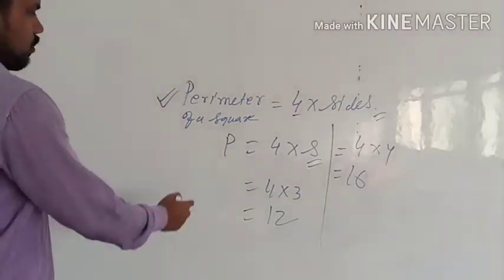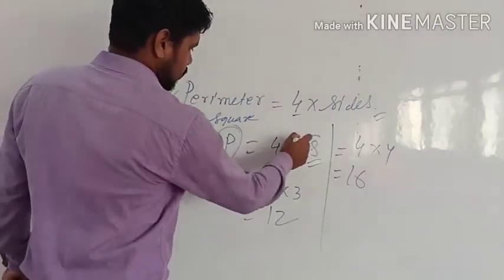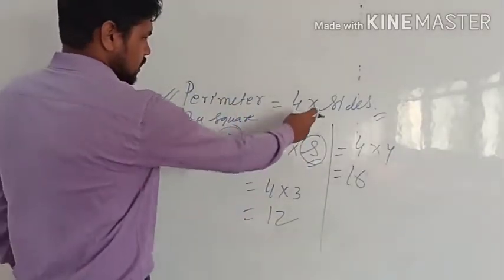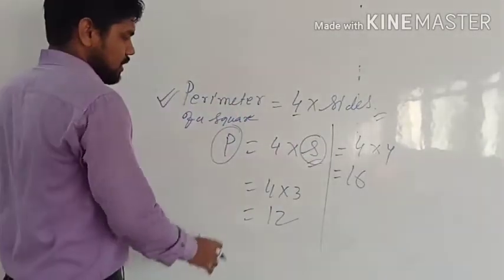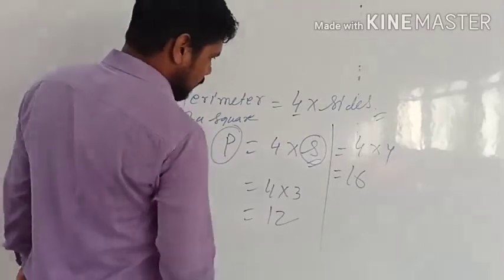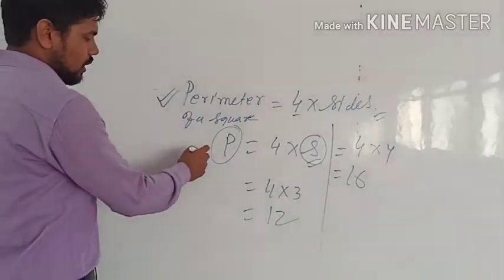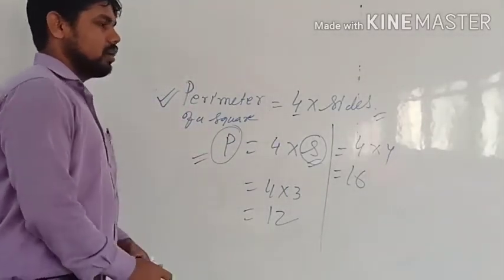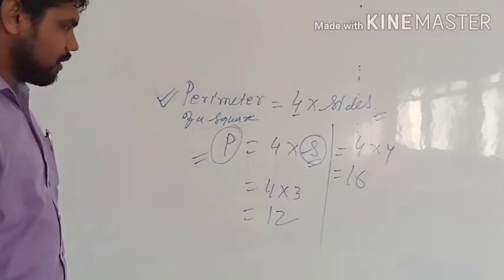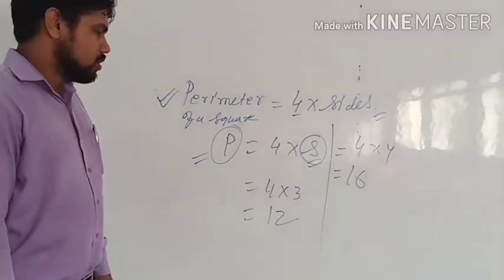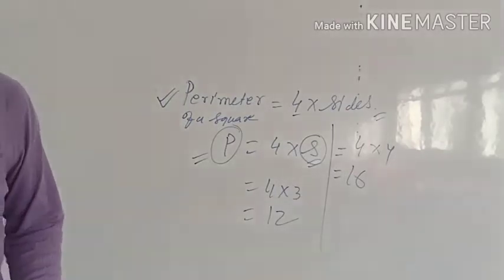We represent perimeter as P and sides we represent as S. These are called literal numbers of a particular mathematical expression. So, literal numbers, understood?